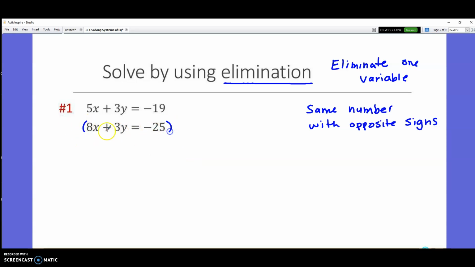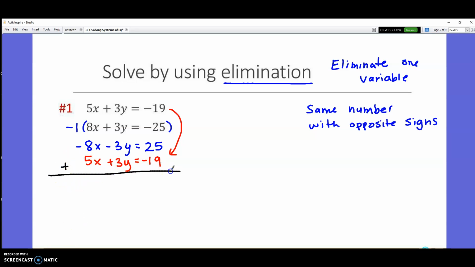If I go ahead and multiply the second one by -1, I would have negative 8x minus 3y equals positive 25. So this is still the same equation. I just multiplied by -1. Now I'm going to take that first equation. Now I could have multiplied the top one by -1. It wouldn't have mattered. But I'm going to take this one, write it right underneath. And then I'm going to add the two equations together.